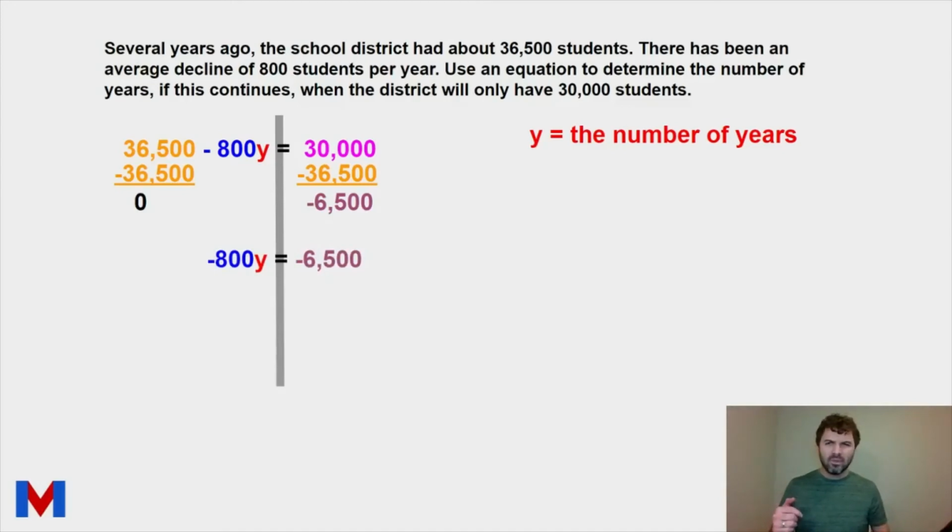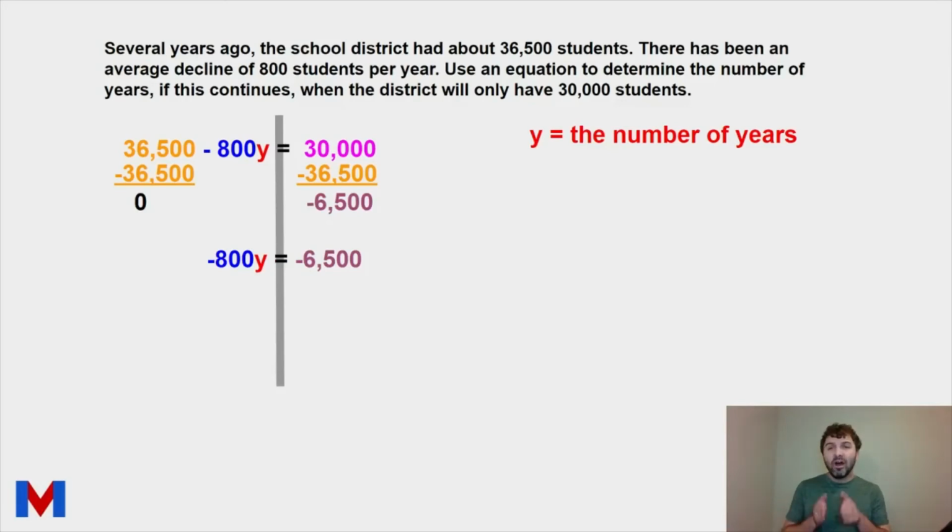Wait, where'd that negative come from? Oh wait, it was subtract 800y, and subtraction is a negative. All right, so I'm just bringing that down. That's where it came from, okay? So negative 800y equals negative 6,500.